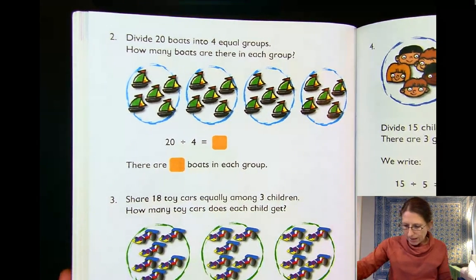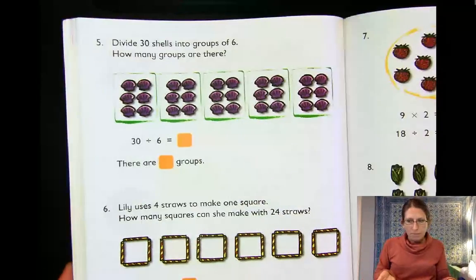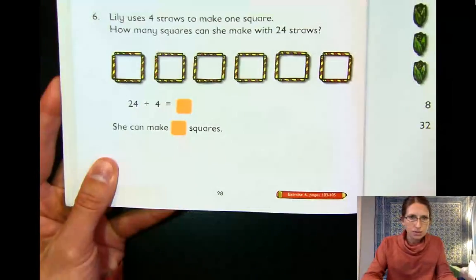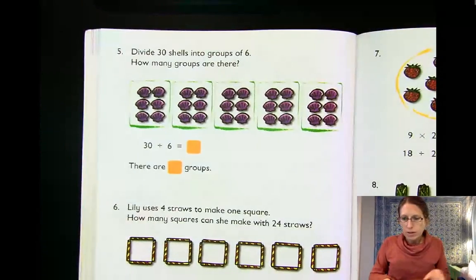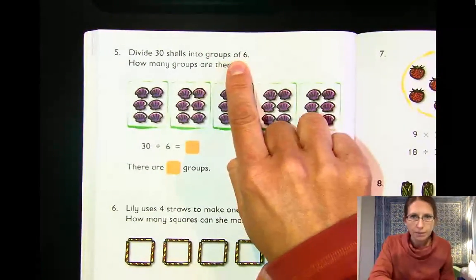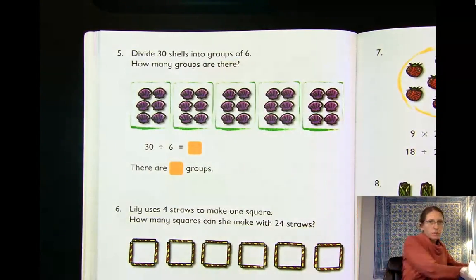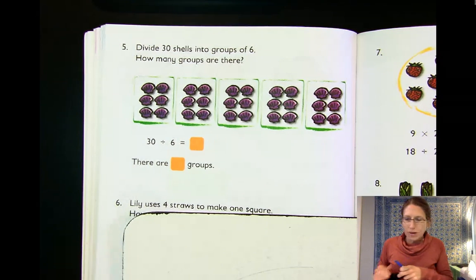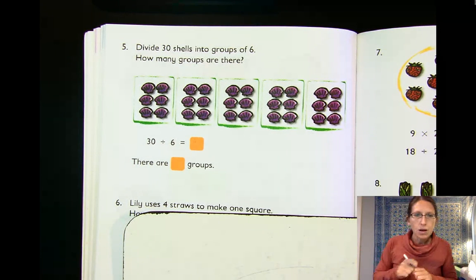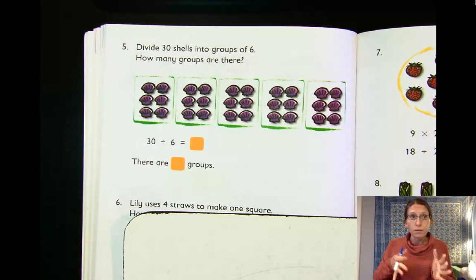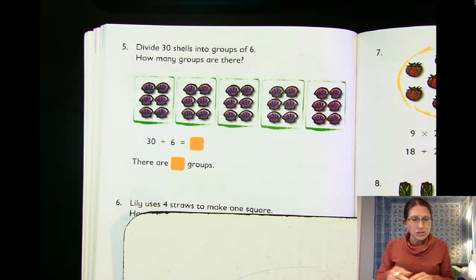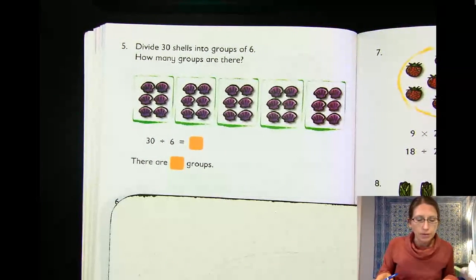Well, today we are going to look at page 98 here in our textbooks. And we're going to think about putting them into groups of something. So let's take a look here. Because when we divide, we can either put them into a certain number of equal groups, or we can put them into groups of a certain number.